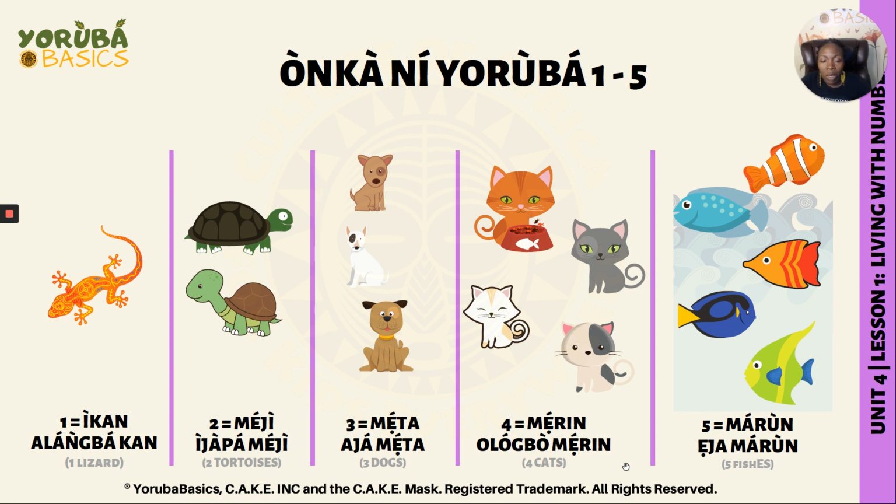For example, if you want to say one lizard, you would say alángbá kan. Two tortoises is ìjàpá méjì. Ajá mẹ́ta, three dogs. Ológbò mẹ́rin, four cats. Ẹja márùn, five fish. What you should notice right away is that we identify the object and then we put the quantity after the object, as opposed to English where we say 5 tortoises. In Yoruba, you say tortoise and then the 5 after, so ìjàpá márùn is what you would say. Okay, so let's move on.